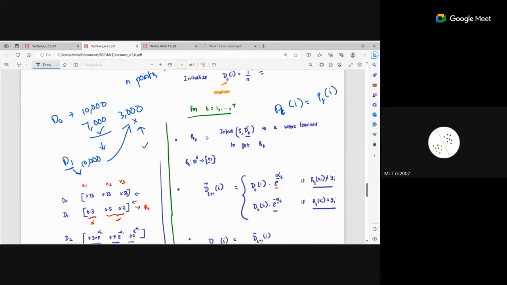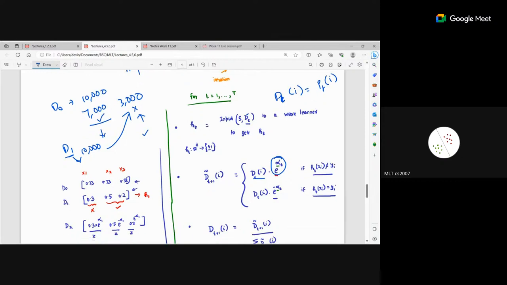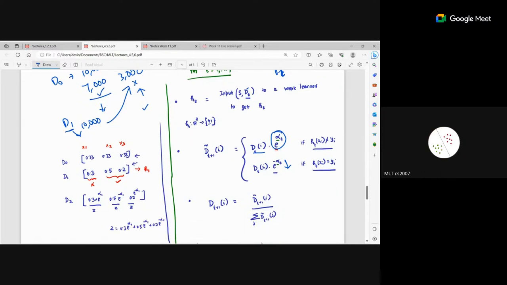You see here, if a point is not classified correctly, you're going to multiply it by e power alpha t, which means you're increasing that probability by e power alpha t. And if the point is already correctly classified, then you're going to decrease the probability by e power minus alpha t. And what is this alpha? This alpha is a hyperparameter.